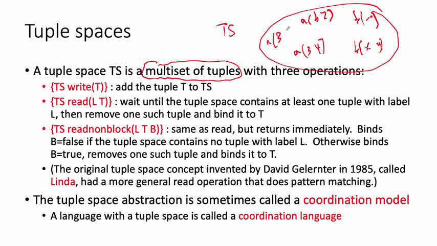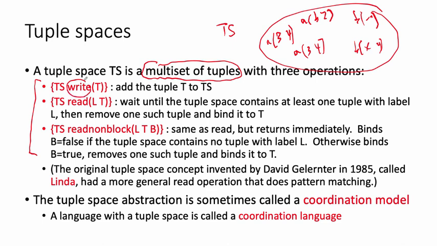So a multi-set means that the same tuple can be in there more than one time. So it's not a set. In a set, each element can be in there only once. In a multi-set, you can have many elements in there, and the same element can be more than once. It's just that the order of the elements is not important. So the notion of set means that the order is not important. Okay? So we have three operations.